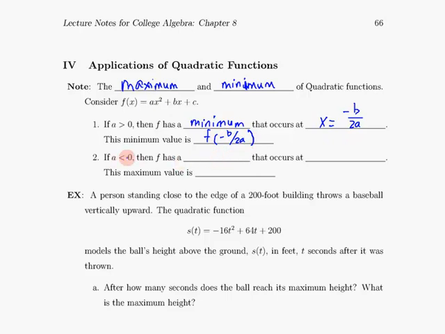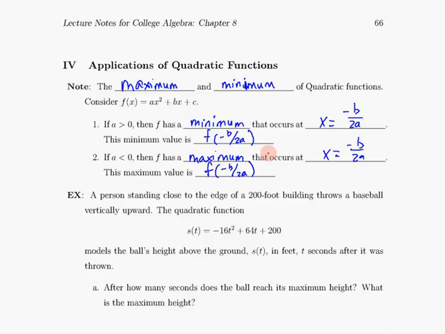If a is negative, that is, it's down, then f has a maximum value. And it occurs at x is equal to negative b over 2a. And the maximum value is, again, the function value when you plug that in. So when you're in this chapter and you have a quadratic model, a quadratic equation, if you're asked for a maximum or minimum, just think vertex.